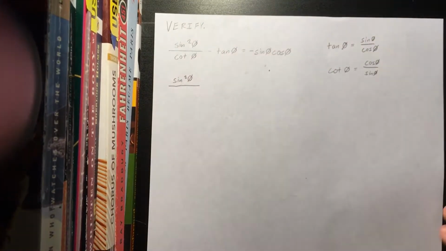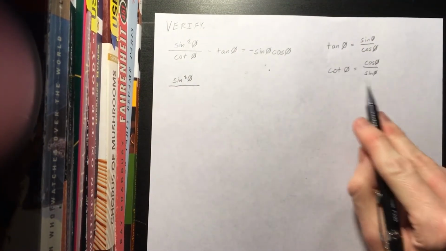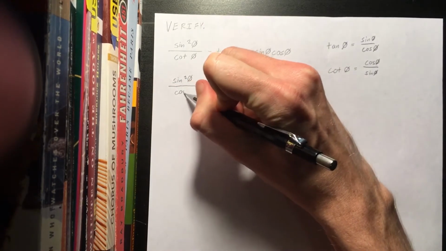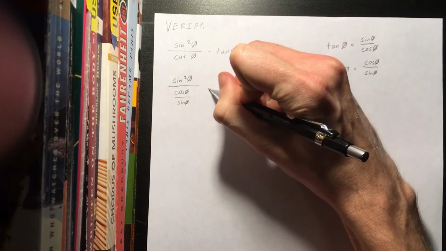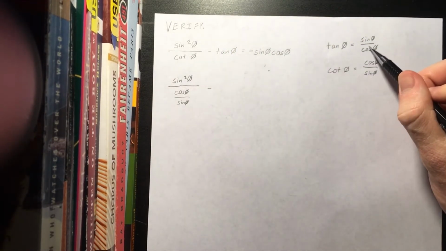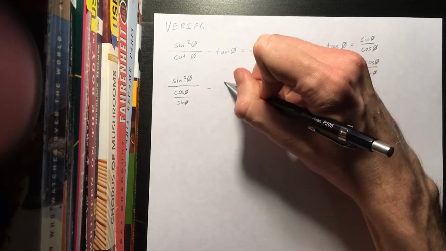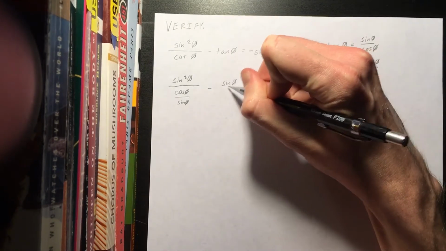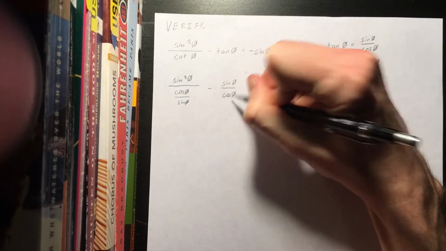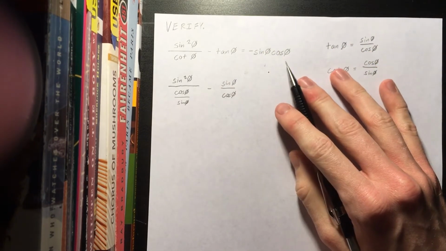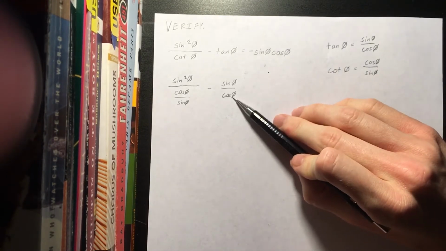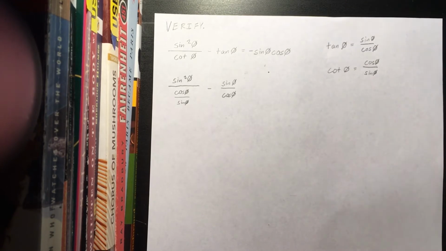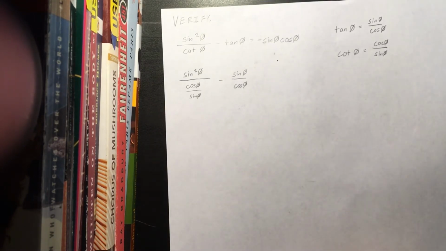Okay, so here we have cotangent of theta, so I'm going to plug in this part right here, cosine theta over sine theta, minus, and then we have tangent of theta, which is sine theta over cosine theta. I'm not going to take down the right side of the equation because I'd be copying it over and over again. Basically, we're trying to get this left side of the equation to look like the right side of the equation, right? So let's continue on.